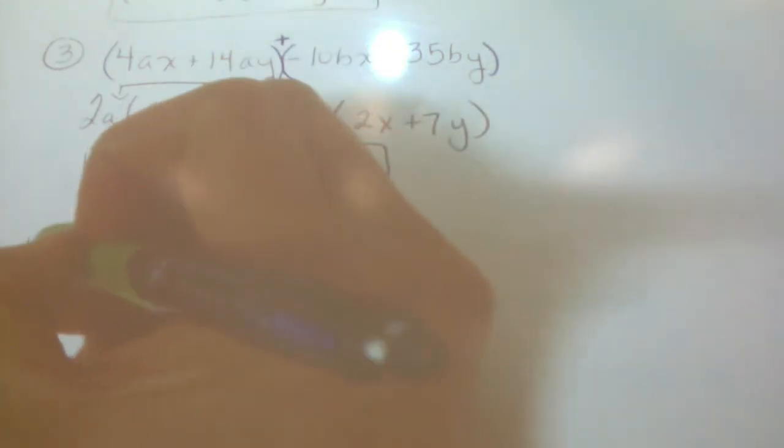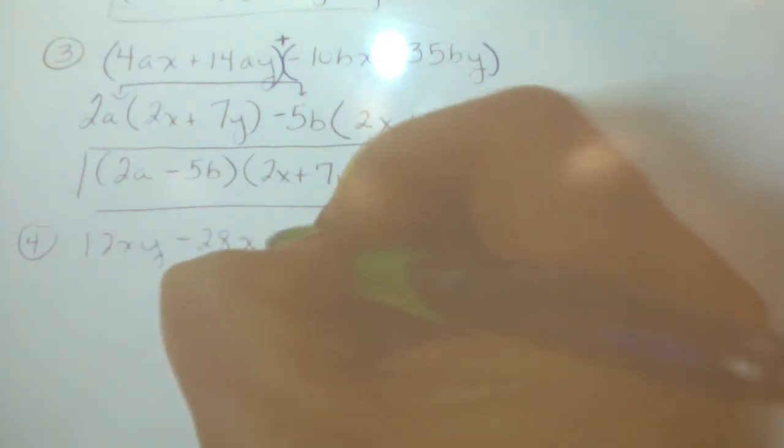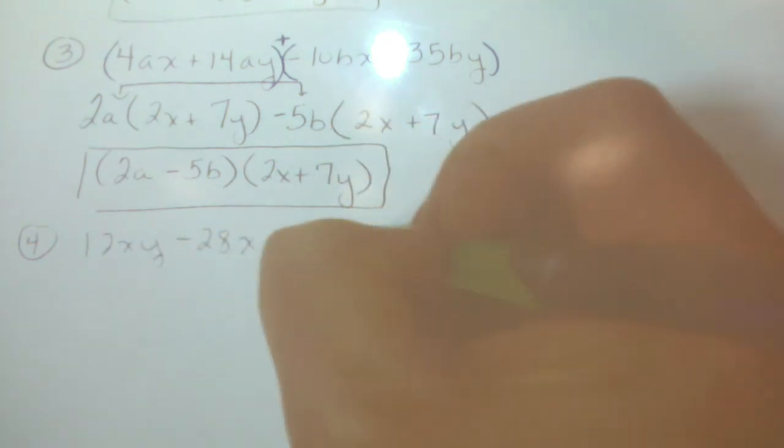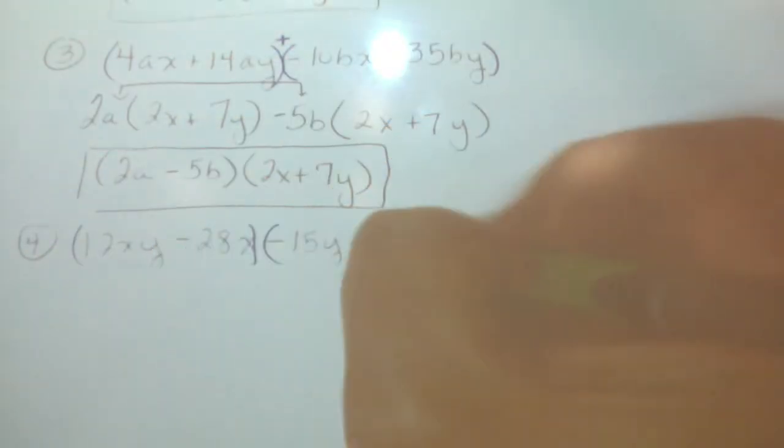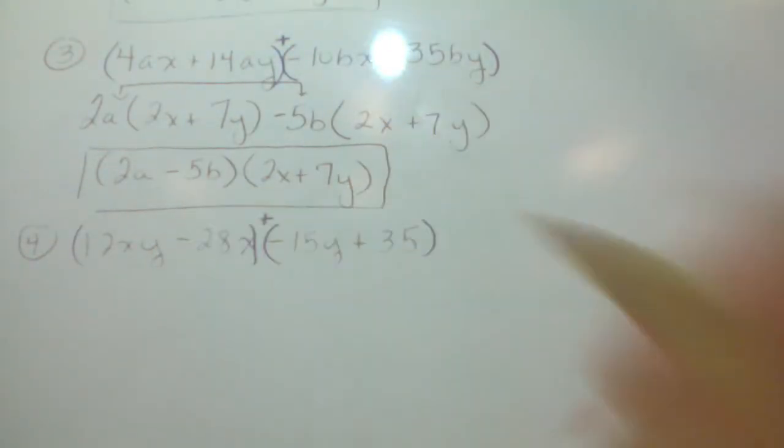Number 4, last one. I've got 12xy minus 28x minus 15y plus 35. All right, if I take a look at this, I don't have a GCF, so I'm going to group the first 2 terms together. And this negative is going to stay with the 15, and I'm going to put in a plus there.